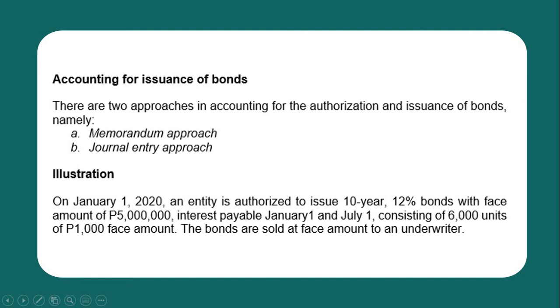So, in this case, we'll just focus on the memorandum approach because practically, the memorandum approach is what is used. Okay, so we have an illustration, January 1, 2020. The entity is authorized to issue 10-year, 12% bonds with face amount of 5 million. Interest is payable January 1 and July 1, so twice a year for the interest payment. Consisting of 6,000 units of 1,000 face amount. The bonds are sold at face amount to an underwriter.